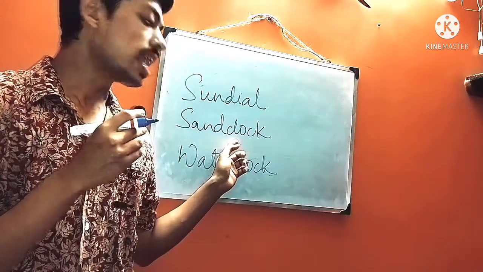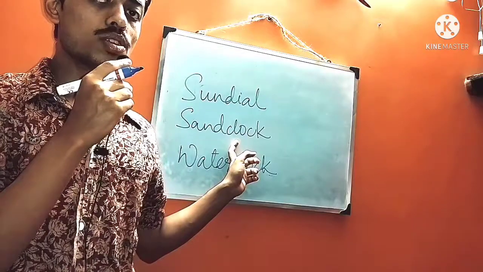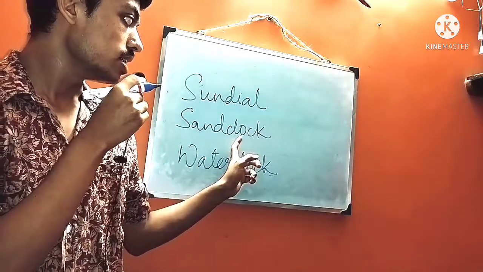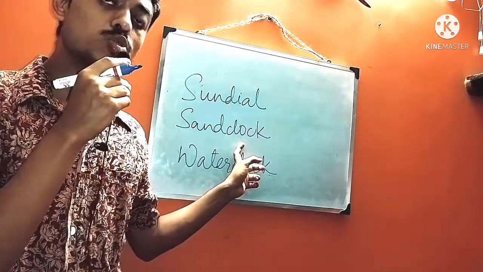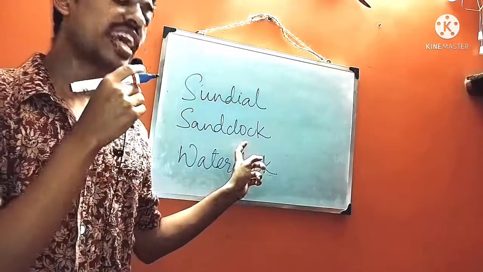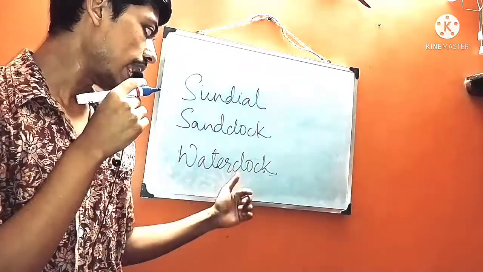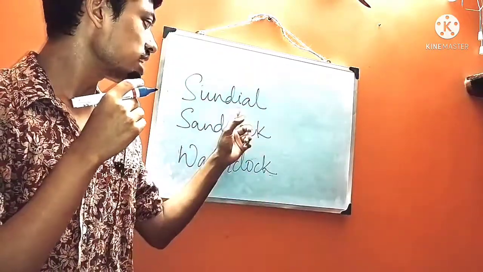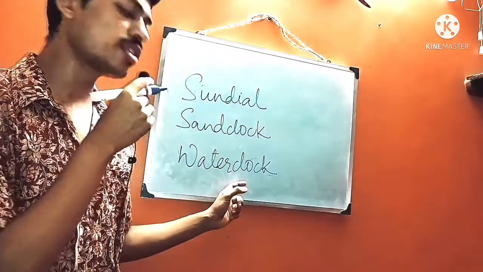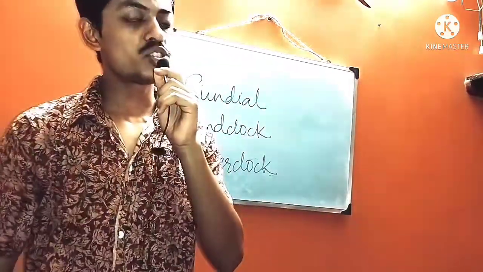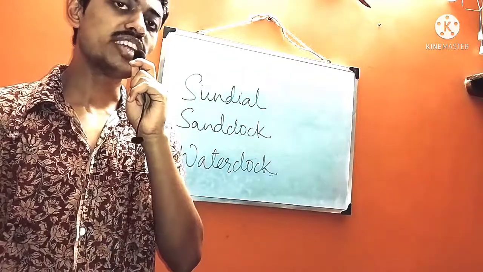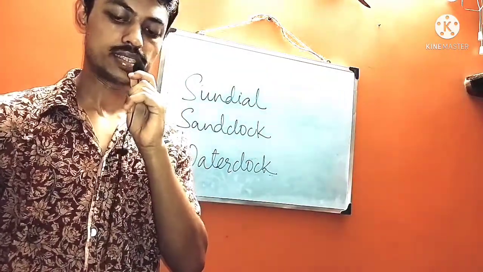Sand clock was used by the sea navigators when they used to navigate in the ancient and the medieval times, and water clock. So sundial, sand clock and water clock were the time measuring devices in the ancient and medieval times.